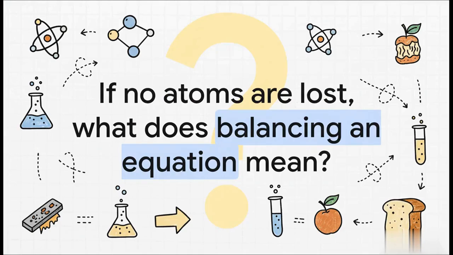Which, of course, brings up a really important question. If no atoms are ever lost or gained, then why do we have to balance equations? Well, balancing isn't about changing the reaction itself. It's about making sure our written recipe, our equation, is actually following that unbreakable rule. It's our way of double-checking our work and proving we've counted every single atom.